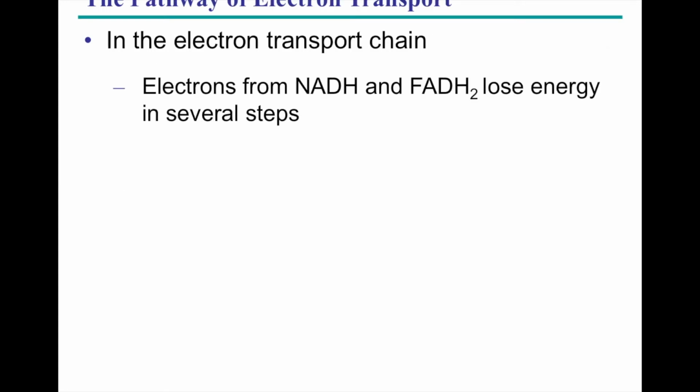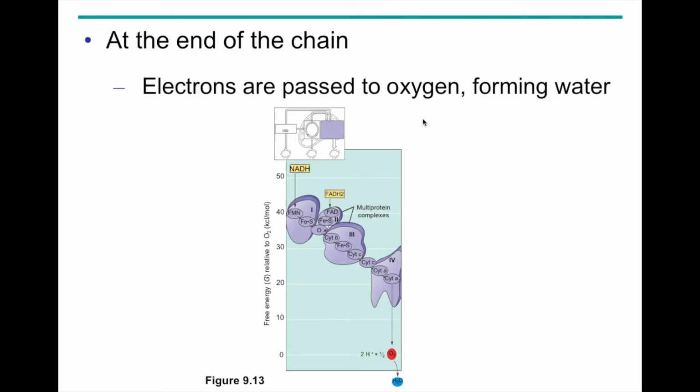reaction. So in the electron transport chain, our electrons from NADH and FADH2 lose energy through several steps, and it's what's driving our whole reaction. So this would be a representation of our electron transport chain. And at the end of the chain, electrons are going to be passed to oxygen, and that's going to form water, which is one of the products of cellular respiration. So here we can see that our NADH and our FADH2 are now going to donate those electrons, and we are now going to be donating that energy, and that's why the free energy, if this is our graph here, that's why our free energy is now decreasing.